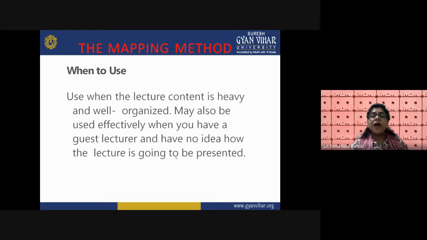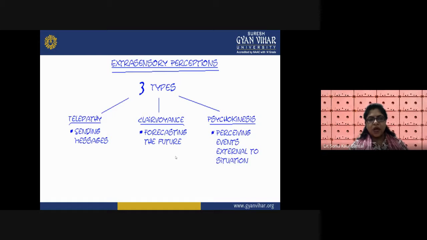So now the mapping method, when to use. Again, use when the lecture content is very heavy. That means a lot of information is being delivered by the teacher on that particular day, and it is all again well organized. It may also be used effectively when you have a guest lecturer and have no idea how the lecture is going to be presented. So just map this and write down the important points in that way, and denote some graphical presentation to that note area. So this is about the mapping method, and this is the way it is written.